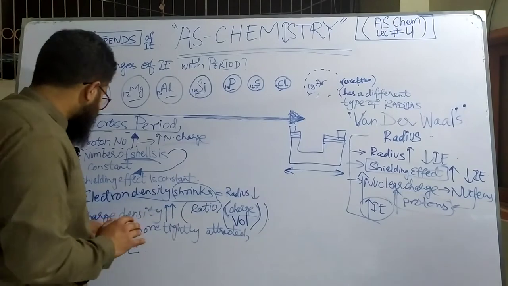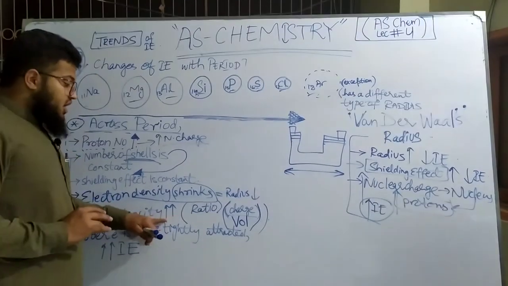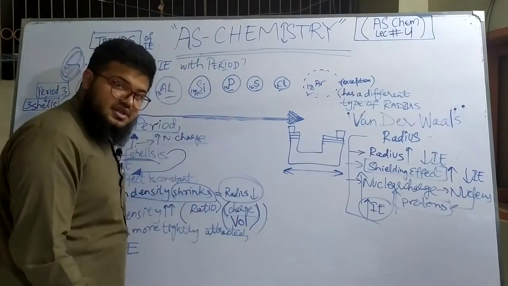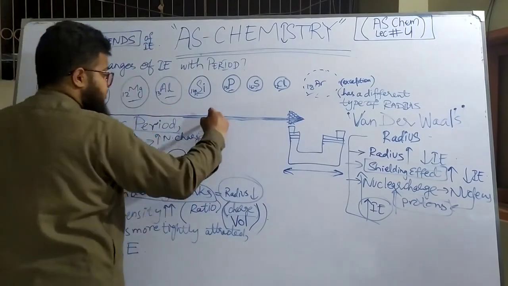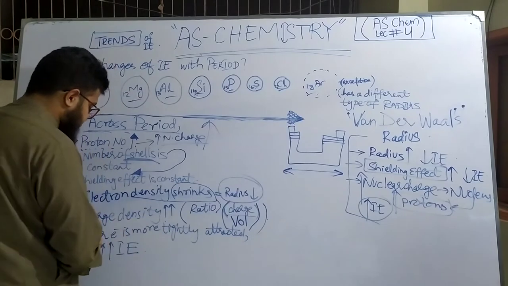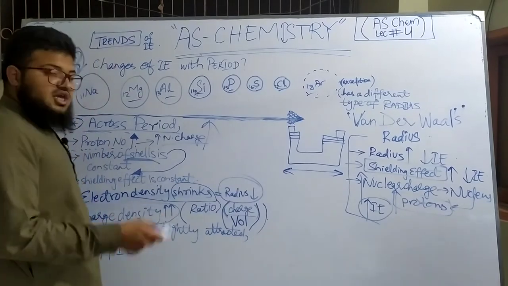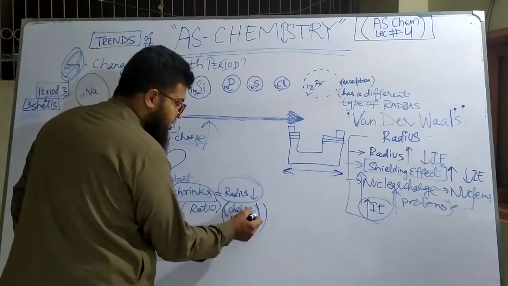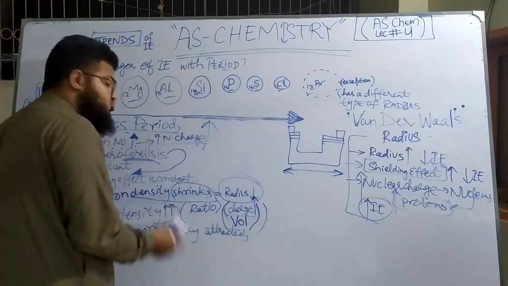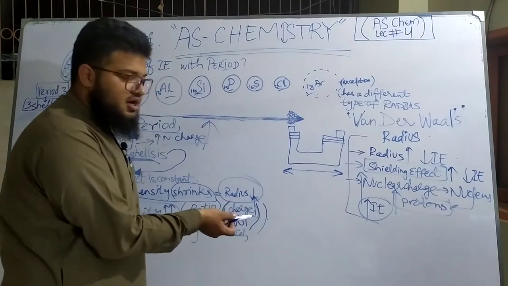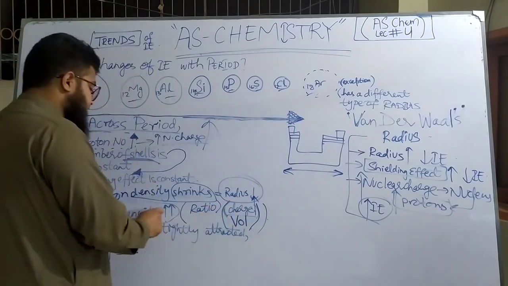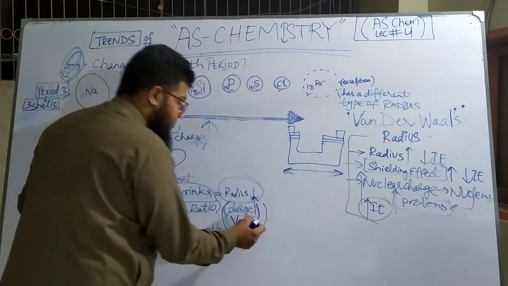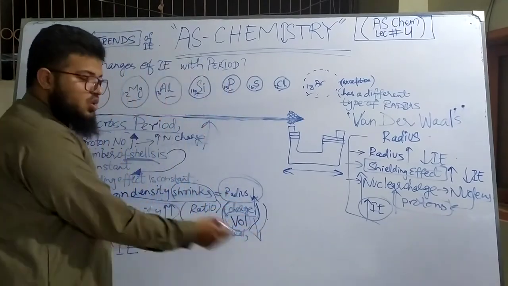So now the charge density, as the radius decreases and the charge increases, what will happen to the charge density? Will the charge density increase or decrease? Basically, it is the charge per unit volume, right? The charge is increasing, so of course it has to increase because it's in the numerator. And what's happening to the volume? The radius is decreasing, that means the volume is also decreasing, and they are inversely related.